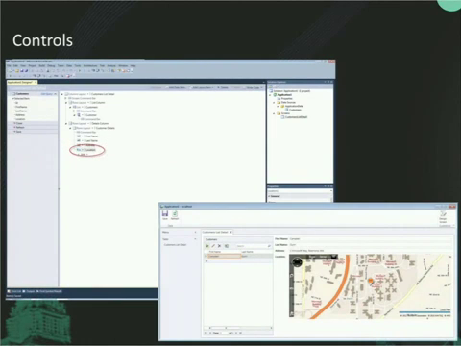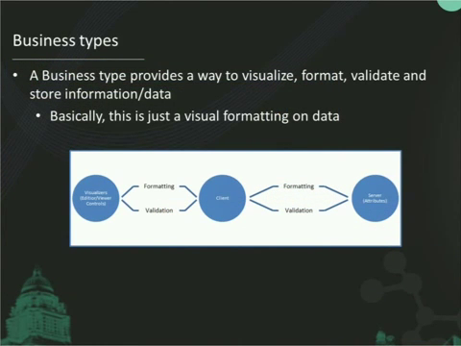So this is a custom control. As you see there at the bottom, it has a map control added to the page. I'm going to show you that one in action to finish off. A custom business type, a combination of formatting and validation that you often have to reuse.